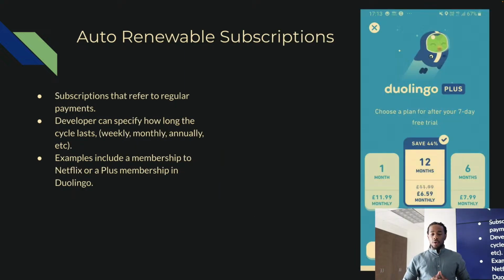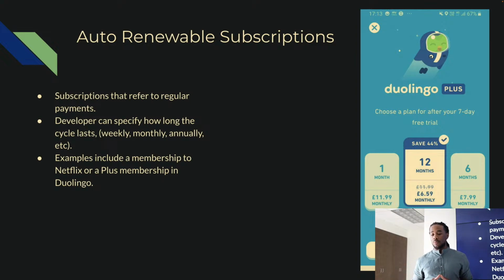All right, the third type is auto-renewable subscriptions. These refer to subscriptions that require regular payments, and the regular payments are based on a cycle that the developer determines themselves. That cycle can be weekly, monthly, annually, or whatever they choose it to be.